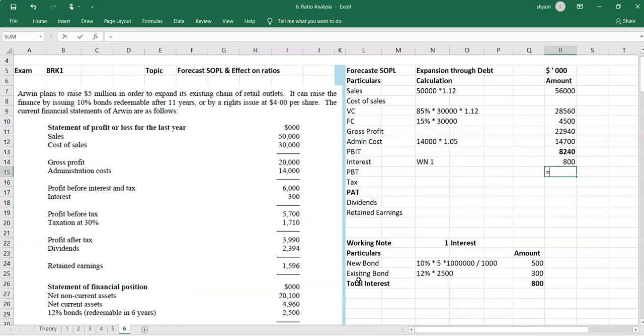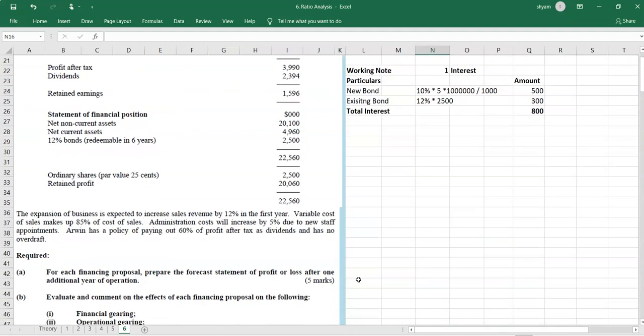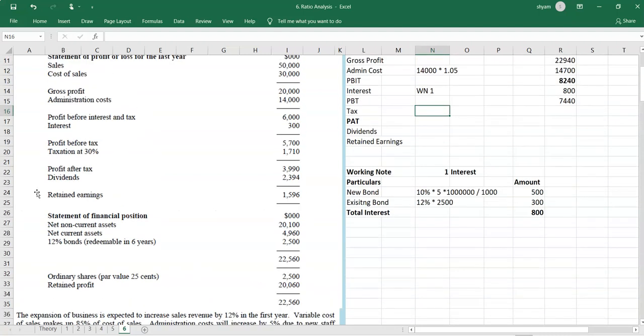So we can compute our PBT. Then we can find out the tax. The tax is 30%. Tax is not given here, but it is given here. Tax is 30% of this number.